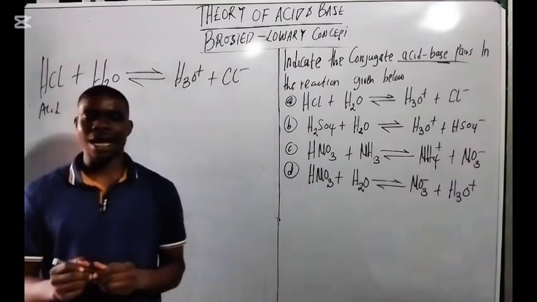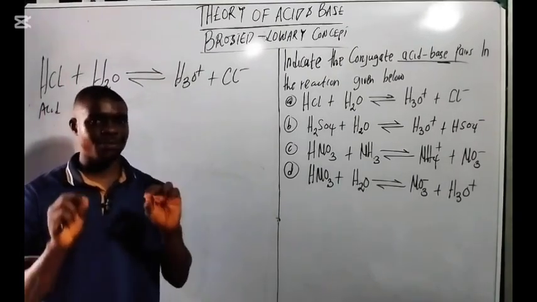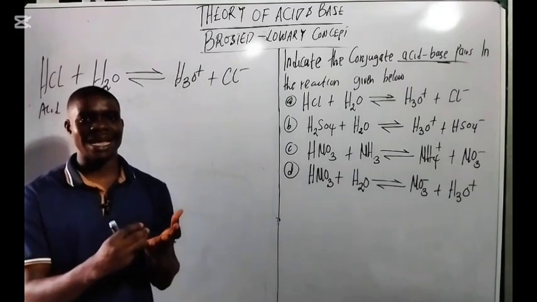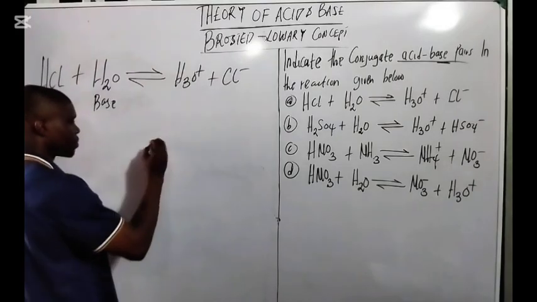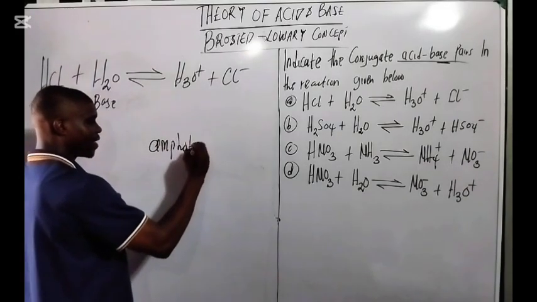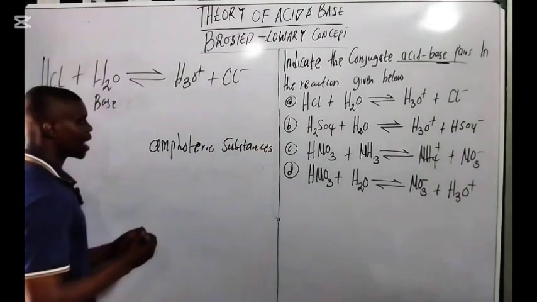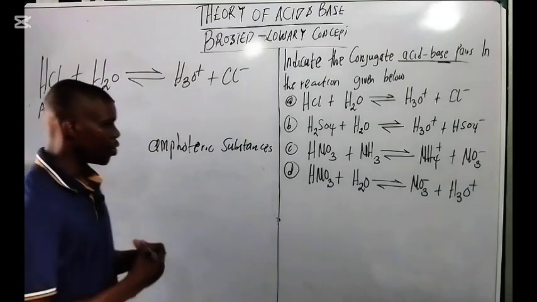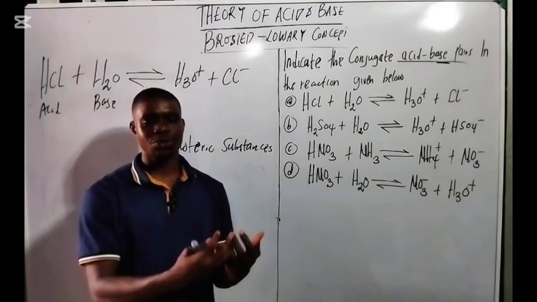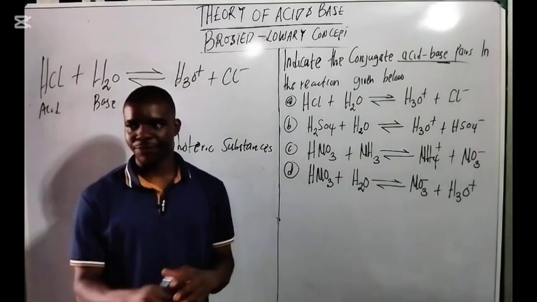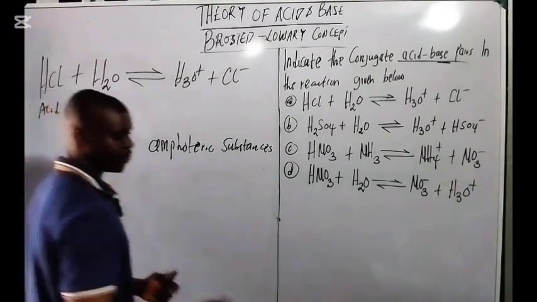Water can act either as an acid or as a base, depending on what it is reacting with. Before we move on, those species that can act as an acid and a base in a chemical reaction are called amphoteric substances. An example is water. Those substances are capable of accepting a proton or donating a proton in a chemical reaction. Whenever water is reacting with an acid, it behaves like a base.